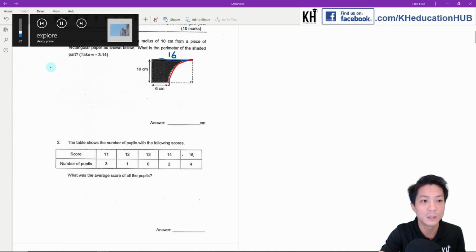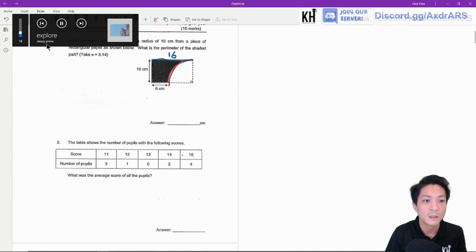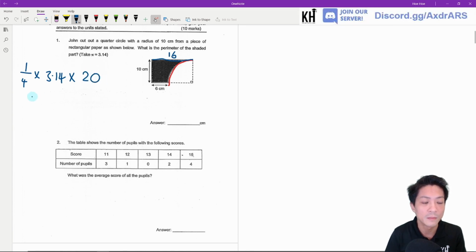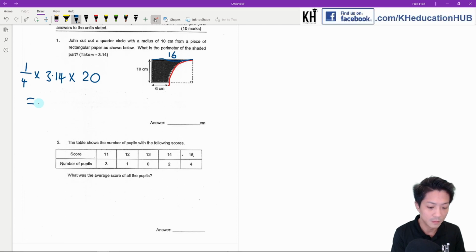Okay, so the part where I will need to find the quarter circle will be 1/4 times pi times d. The diameter will be 20. Okay, this will be equal to 3.14 times 20 divided by 4, okay, 15.7.